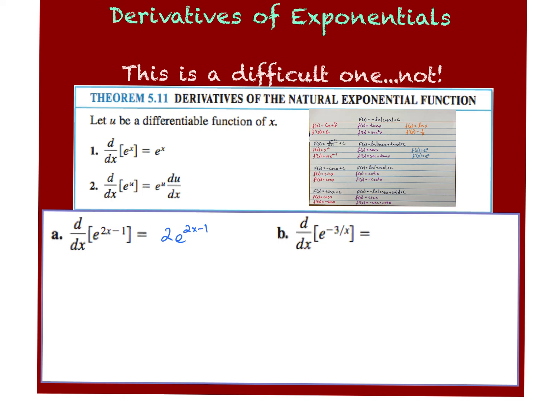Pretty simple. Let's look at this next one. So now I have e to the negative 3 over x, and I want to derive this with respect to x again.